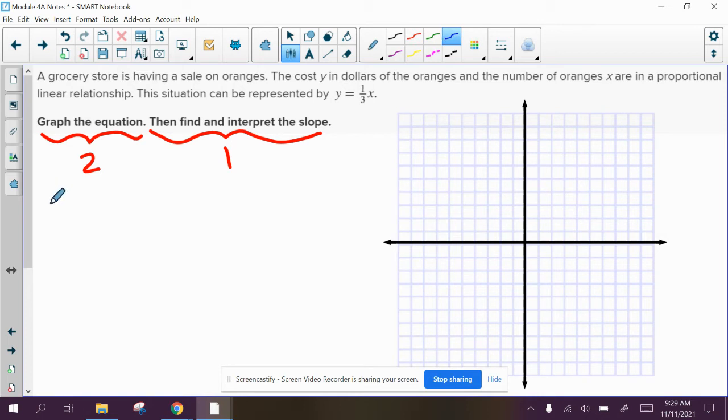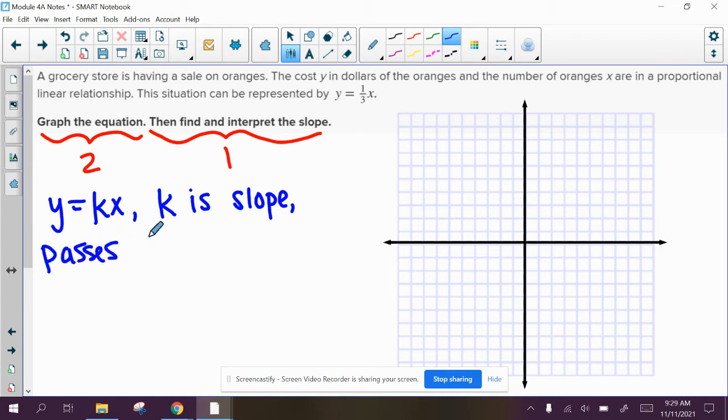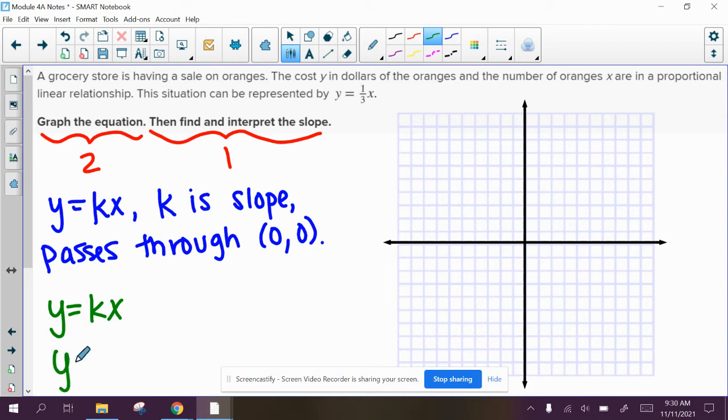So a proportional relationship is an equation in the form y equals kx, with k as your slope, and it passes through 0, 0. So in this case, if we have y equals kx, and then our equation is y equals 1/3 x, k is then equal to 1/3, which is our slope.